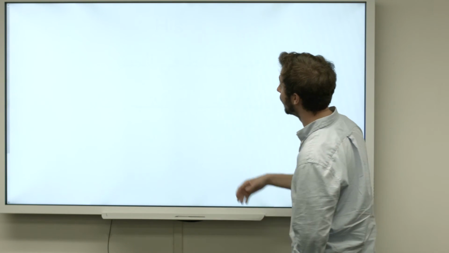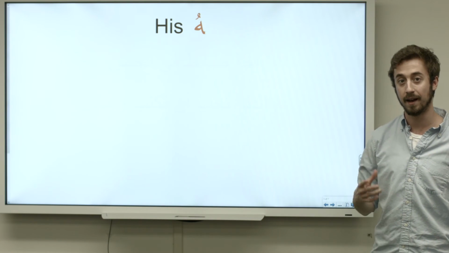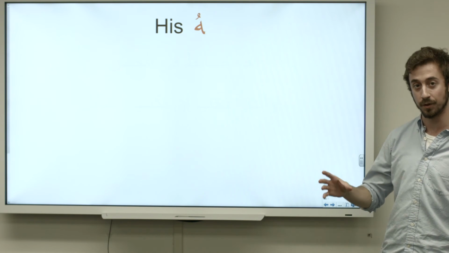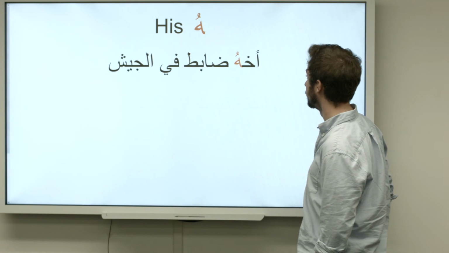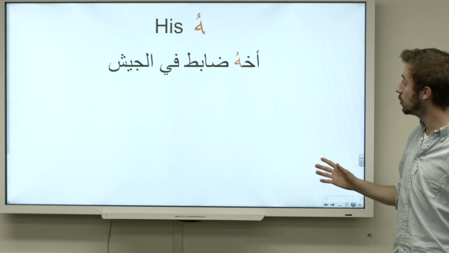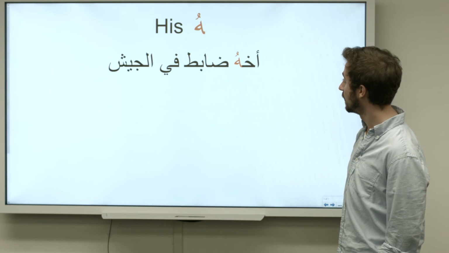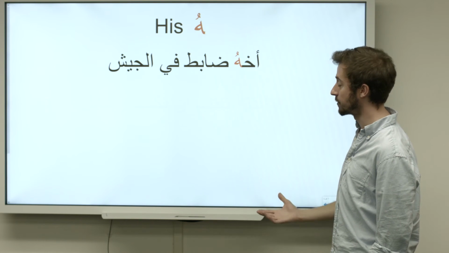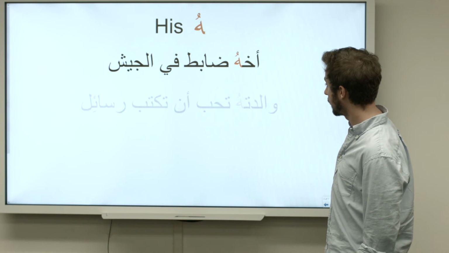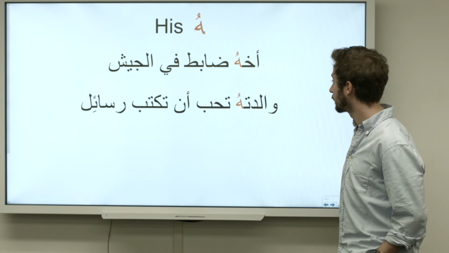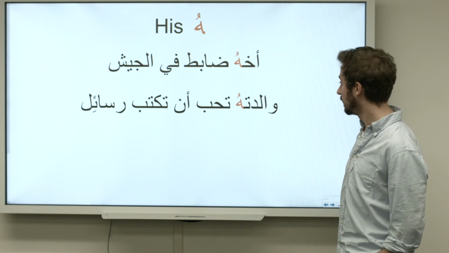Moving on, we have his. This just takes the ha at the end, but it has a damma on it, so it's hu. Using the word brother: أخوه ضابط في الجيش. His brother is an officer in the army. أخوه, or just أخو. And then we have mother: والدته تحب أن تكتب رسائل.